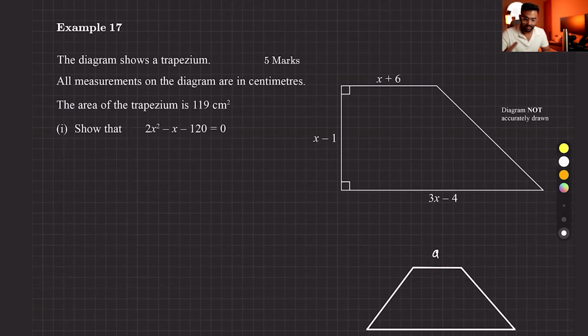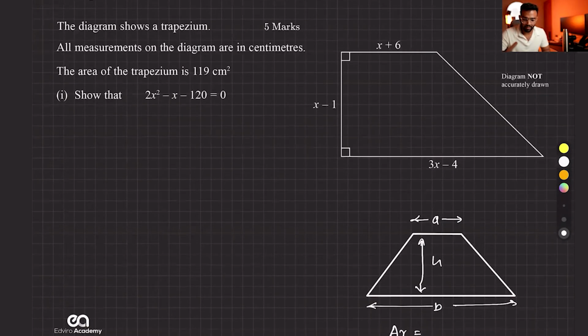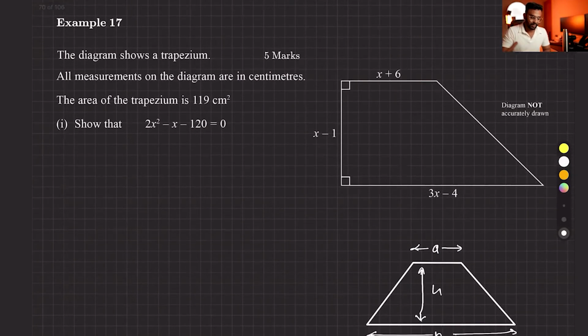So if this is length A, this is length B, and the perpendicular height is H, what is the formula for area? It is A plus B times H divided by 2. You need this. In this question, we are given the area already, which tells you to use the area. So this is your A, this is going to be your B, and that's going to be your H. Is that all right, guys?